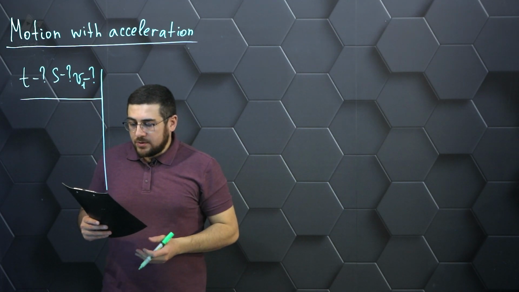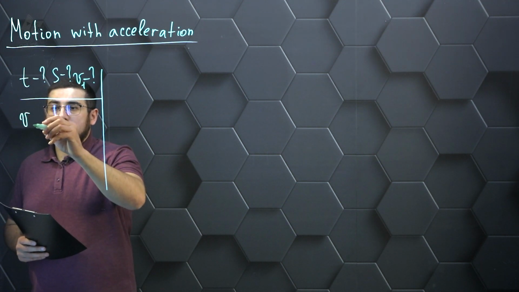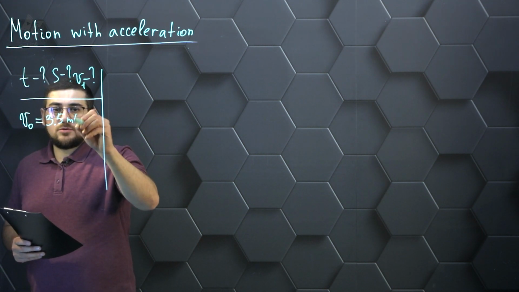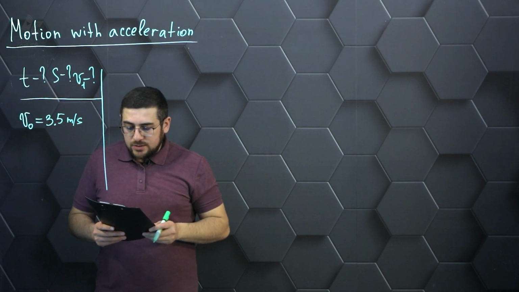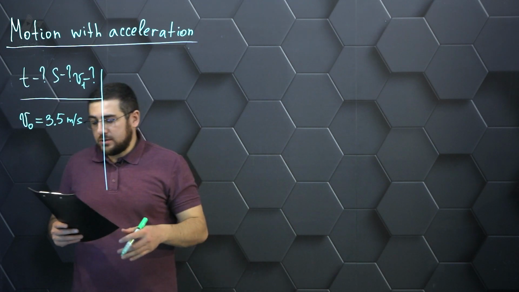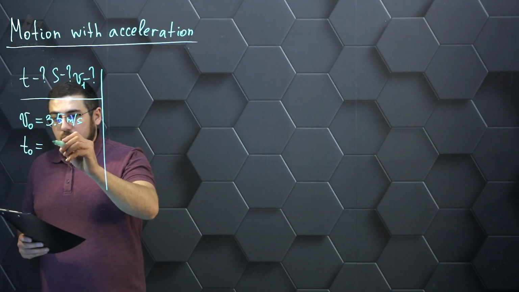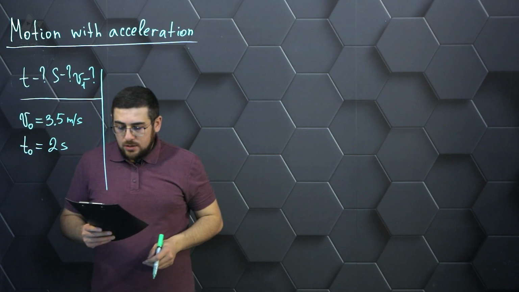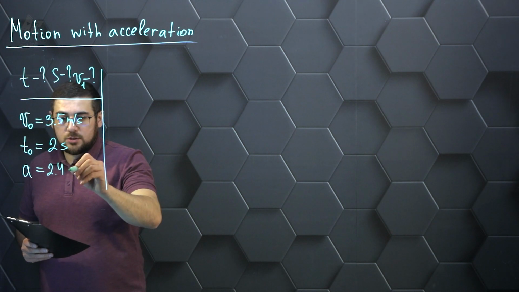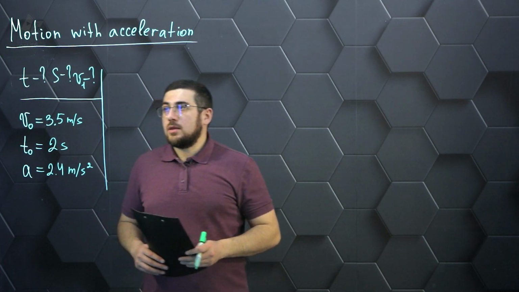Now, what do we know in this problem? We know that the speed of the second cyclist is constant. I'll denote it as v0, and it's 3.5 meters per second. We are aware that the cyclist, after 2 seconds have passed since his friend overtook him, mounted his bicycle and started riding. Let us label this point in time as t0, 2 seconds. And the acceleration of the cyclist is 2.4 meters per second squared while he's catching up with his friend.